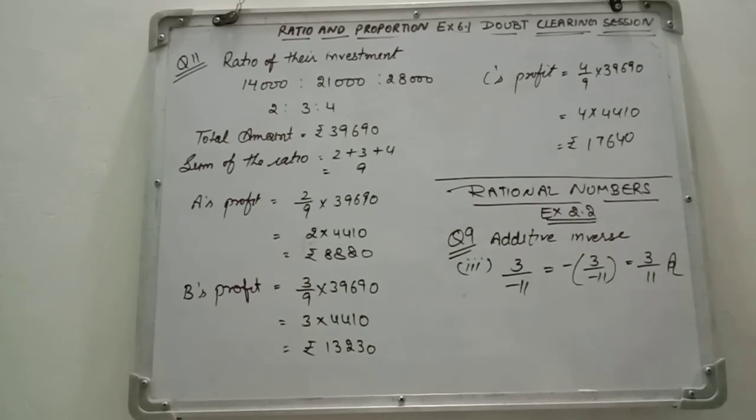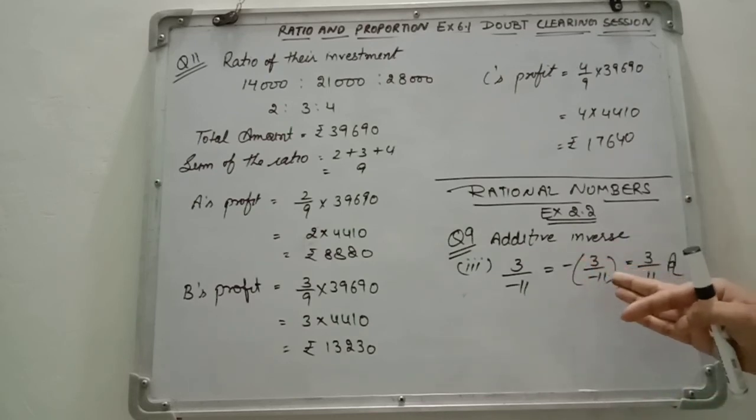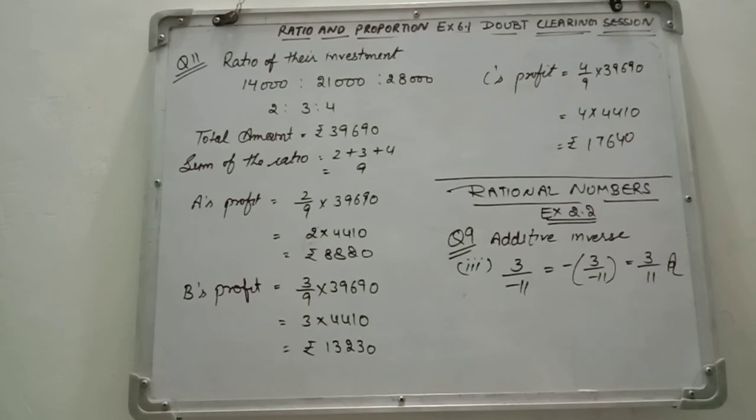Now one student asked me one doubt regarding the rational number, exercise 2.2, question number 9, third part, additive inverse. It's a very easy sum, beta. Additive inverse, 3 over minus 11 is given to you. Okay, just multiply with negative sign, minus. Now one minus multiply with minus, minus minus is plus. So our answer is 3 over 11.